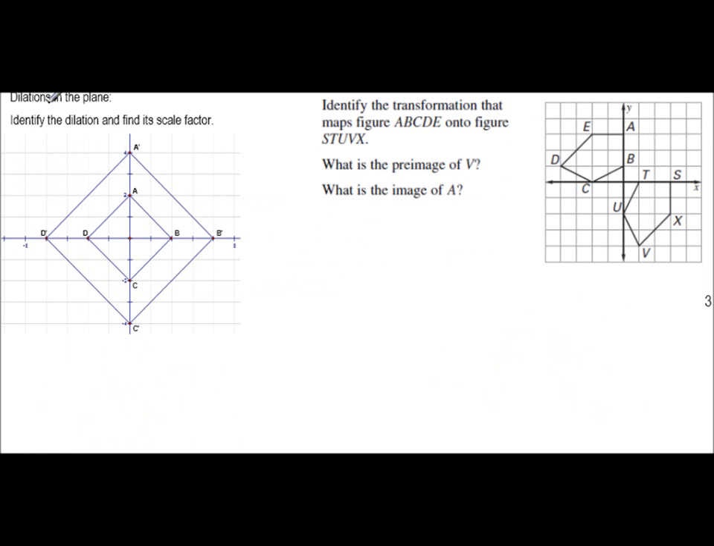So when we look at dilations on a coordinate plane, we have to look for the original image and then compare it to its image after the dilation. So clearly A, B, C, D is our original, and it got bigger. So it's definitely an enlargement, and we can just see that by looking at the picture. Now, to see what the scale factor is, we're going to take one of the coordinates and identify its position. So I'm just going to take B.